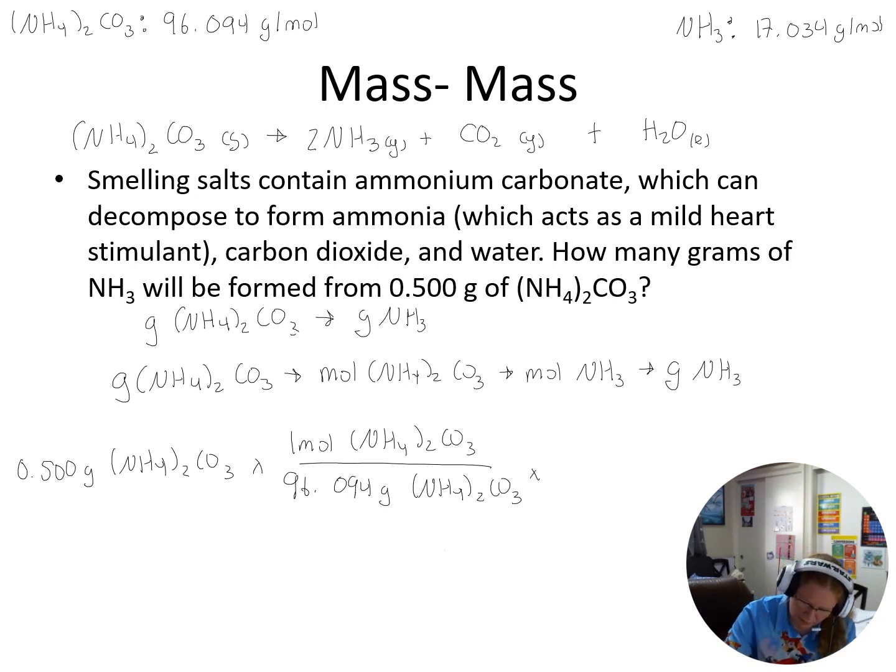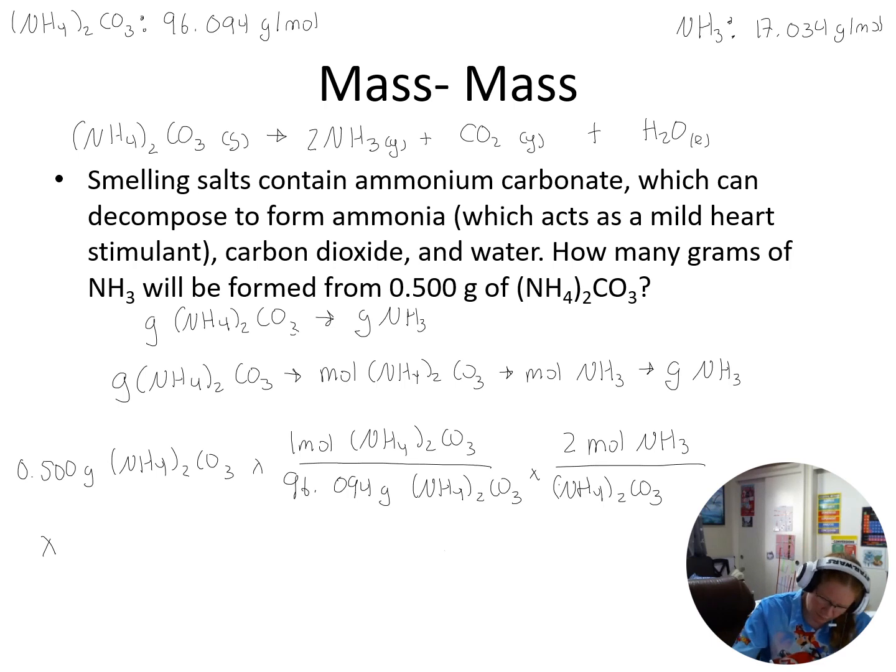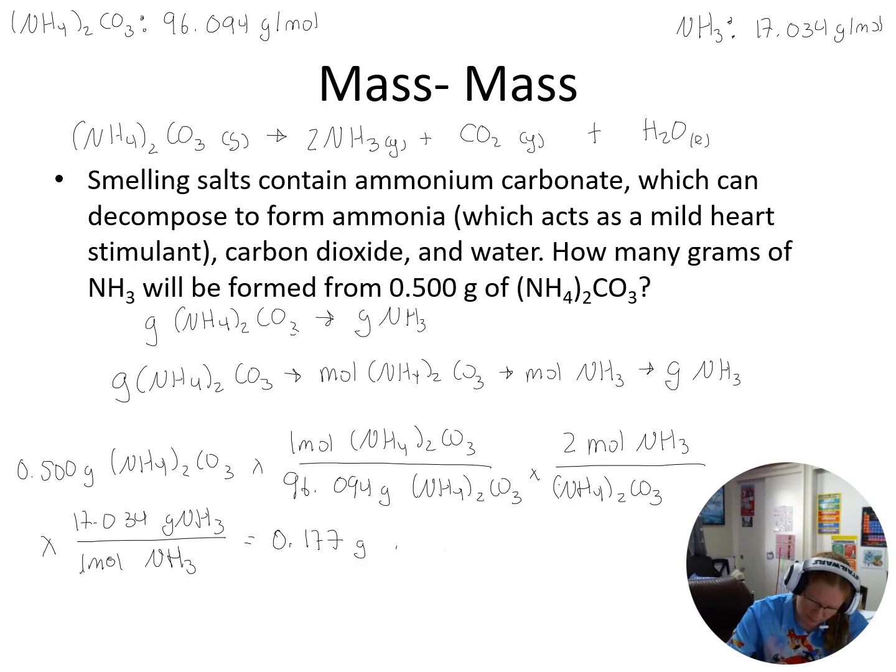All right, our balanced equation, we have 2 moles of ammonia for every 1 mole of the ammonium carbonate. And then finally, we've got that 17.034 grams per mole. All right, and so we end up with 0.177 grams of ammonia. Okay? All right.